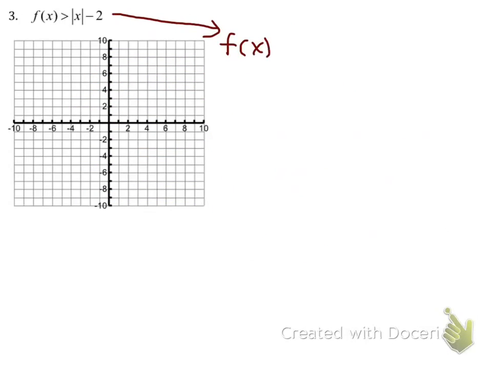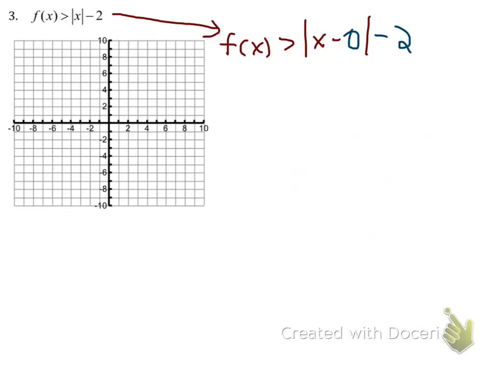Next problem. These are now absolute value inequalities. This one says f of x is greater than the absolute value of x minus 2. Now if we recall from the last video on graphing absolute value functions, we need to find the vertex. To find the vertex, we need to see what's happening to the x inside the absolute value bars and what's happening outside of the absolute value bars. So I rewrote this for you.